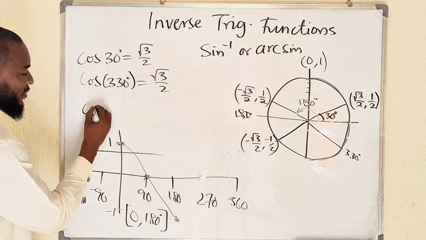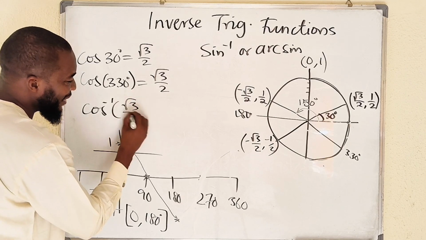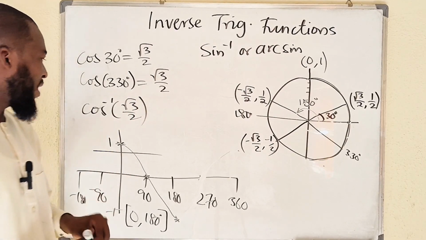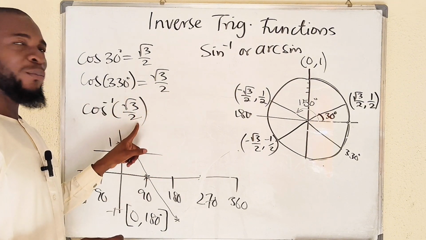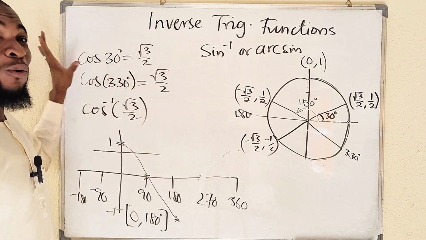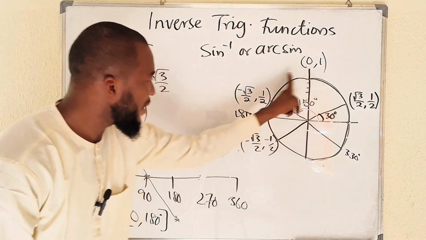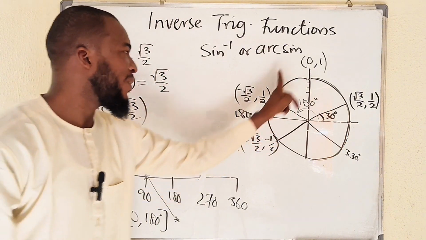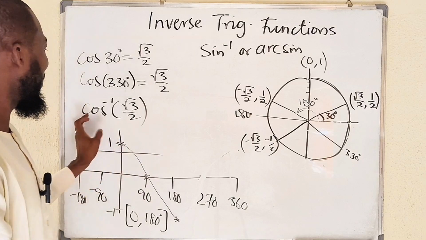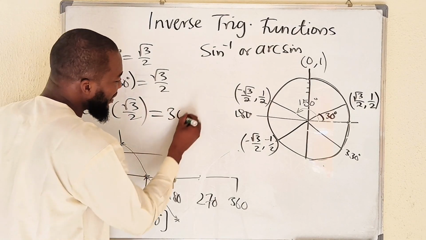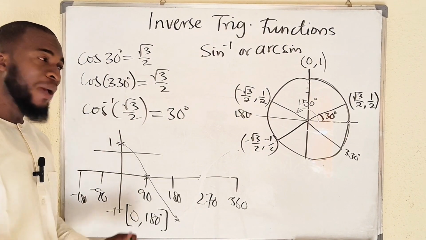So what happened to cosine inverse of root 3 divided by 2? It means cosine of what angle will give you root 3 divided by 2? Cosine of many angles, including their coterminal angles. But because of the restriction, we have restricted it from here to here. So you should look at where you have positive root 3 divided by 2. It's only here. So if you take this, it will give you 30 degrees directly, and it will discard all the remaining angles, including their coterminal angles.